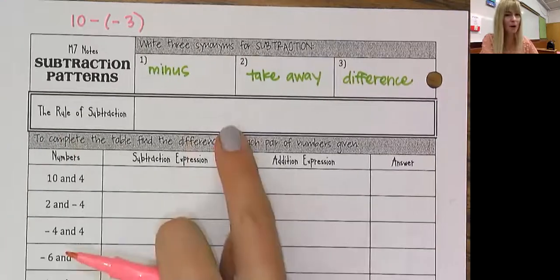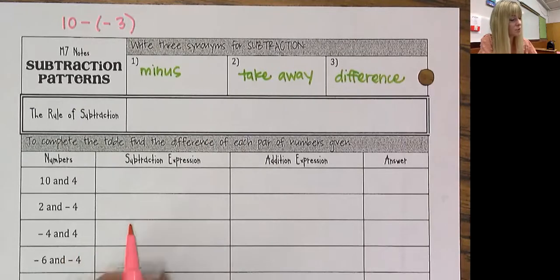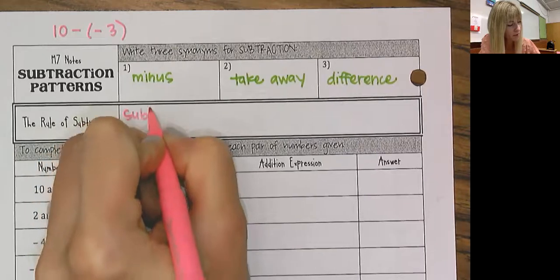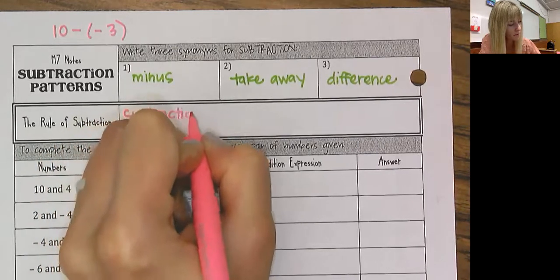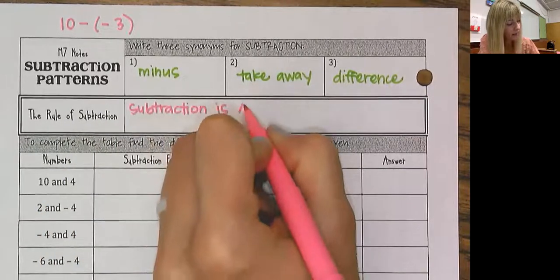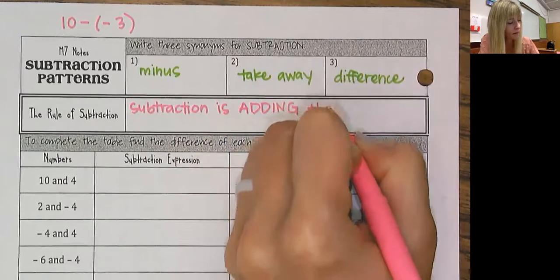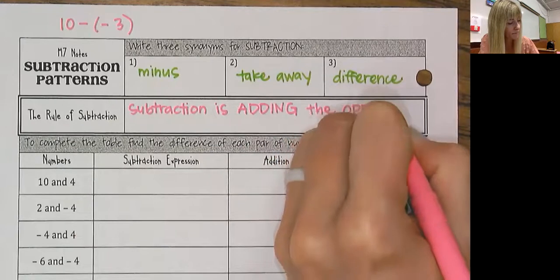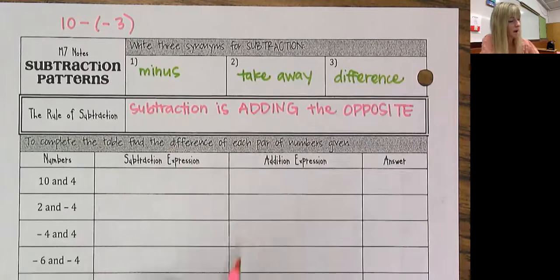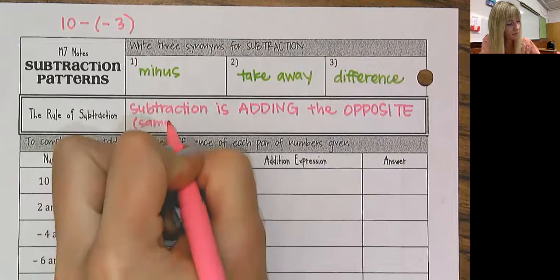So right here in this box, I want you to write exactly what I'm writing here. The rule of subtraction is truly this. Ready? Subtraction is, you ready for this? Adding the opposite. And remember, opposite means same distance from 0.